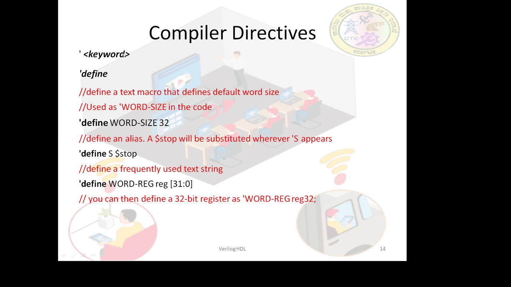Then next we'll come to the next system task, that is the compiler directives. In the compiler directives, all the directives we define are written using the tick followed by the keyword. Here we have the two most useful compiler directives: the first one is define and the other one is include. These are the same as the functionalities in the C language.